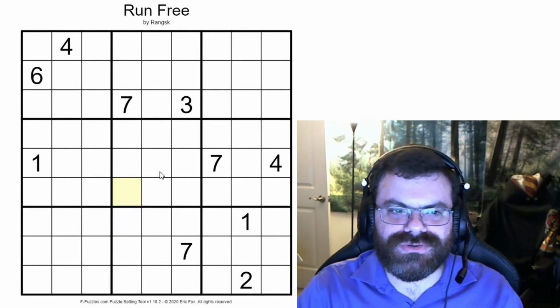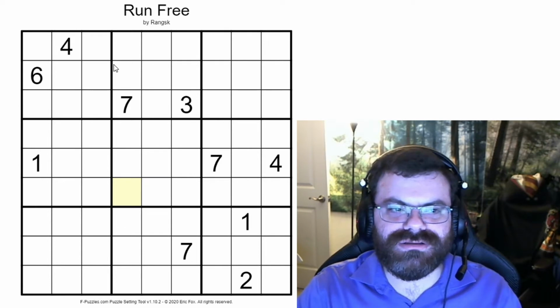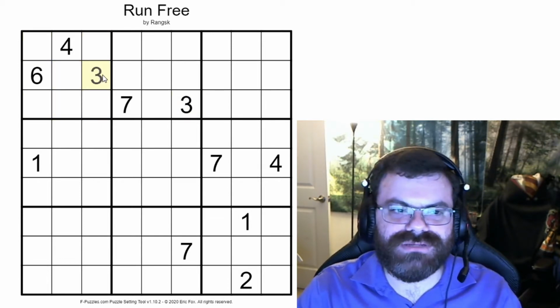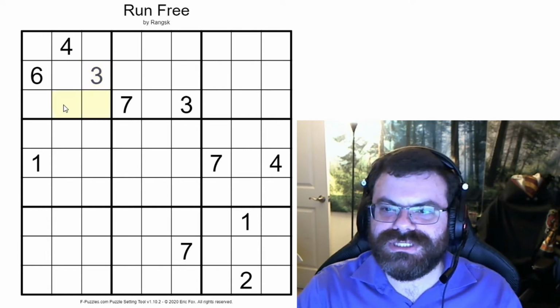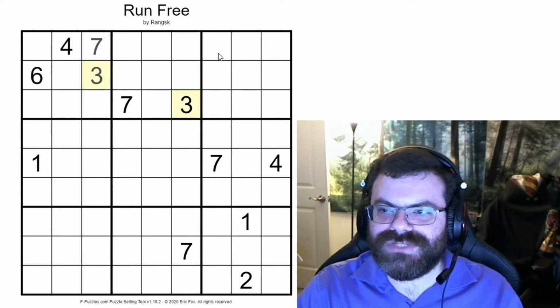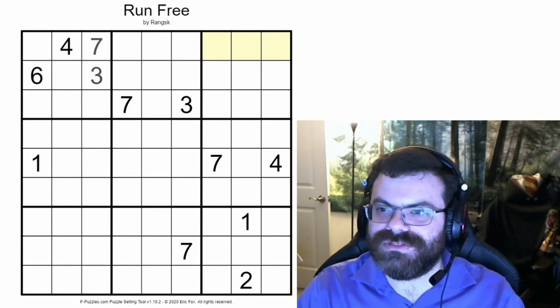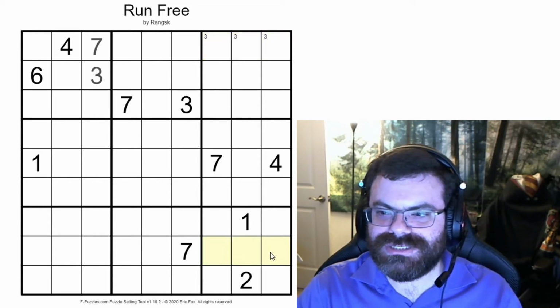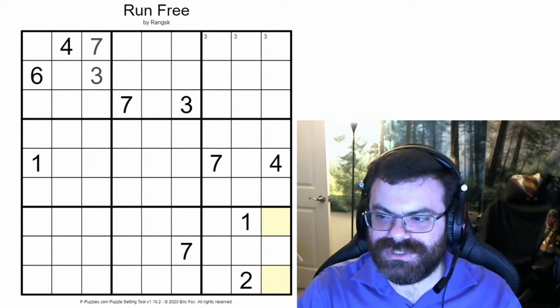All right, so the first thing we can do is notice that 3s can't be next to this 4, and also can't be in this row because of this 3. So this is the only place for a 3 in box 1. Similarly, 7 is blocked here from this 7, and is also blocked here because of this 6, and so 7 is here. These two 3s, we might as well corner mark some 3s here. Additionally, 7s can't be here, so we can corner mark these 7s.